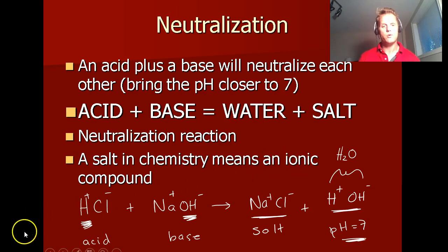Okay? So in summary, acids have certain properties, bases have certain properties. When you add them together, you neutralize and you create a pH of 7. A good way of keeping track of if something is an acid or a base is using the pH scale. And we're going to use that in class.